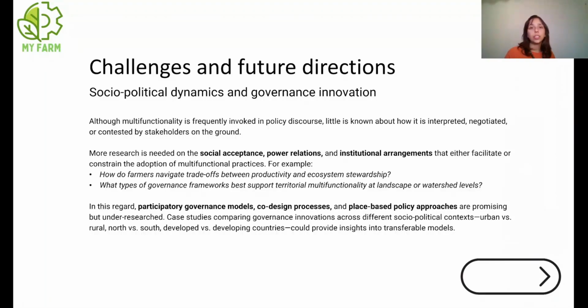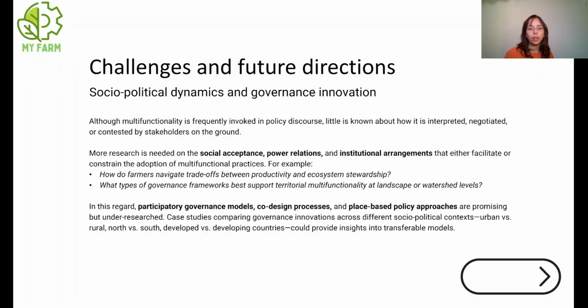So some research questions that would need to be addressed are, for example, how do farmers navigate trade-offs between productivity and ecosystem stewardship? Or what types of governance frameworks best support territorial multifunctionality at landscape or watershed levels? In this regard, participatory governance models, co-designed processes, and place-based policy approaches are promising, but under-researched.